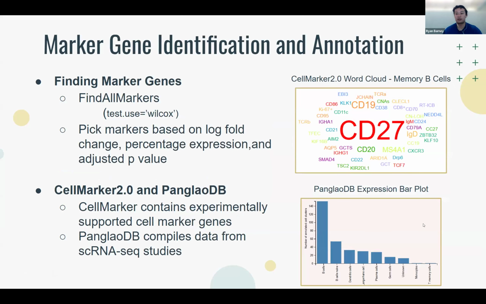I did that with FindAllMarkers, and I decided to stick with the Wilcoxon test, even though I tested the Student's t-test as well. From there, I picked the top markers based off of their higher log fold change and percentage expression. Then, of course, they had to have a significant p-value. I chose to annotate the cells based off of CellMarker and PanglaoDB, where CellMarker contains experimentally supported marker genes. That's this word cloud you see here for memory B cells. And PanglaoDB will take in a set of genes and output what it thinks that cell type is.